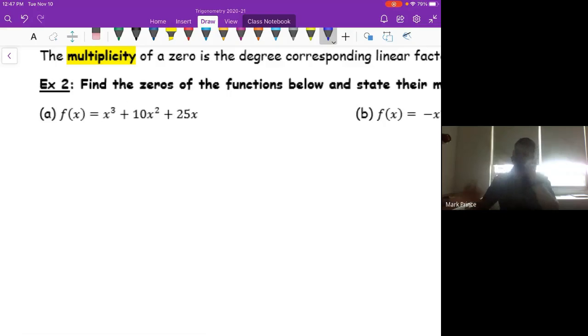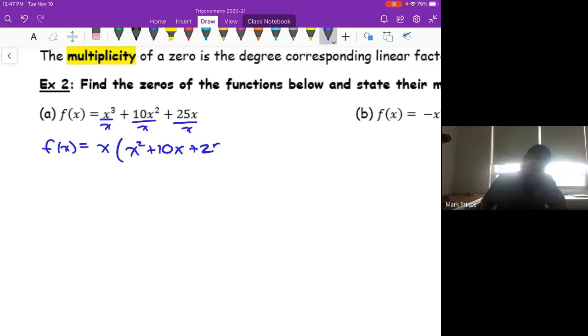All right, we're going to do the same thing here, but there's going to be a little twist to the types of answers we get. So we have f of x equals x cubed plus 10x squared plus 25x. I'm going to look at my greatest common factor, which is x for this problem. I'm going to factor out an x first. Divide all these terms by x. And I'm left with x squared plus 10x plus 25.